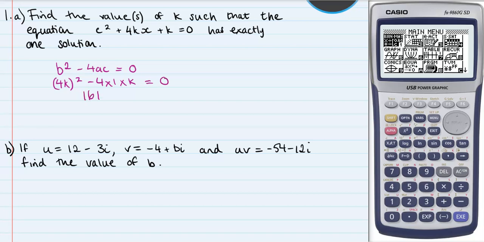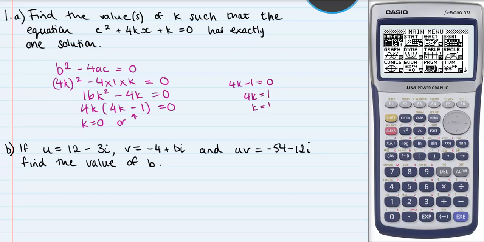Now we're going to go through and solve that, so that becomes 16k squared minus 4k is equal to 0. We can take out a factor of 4k and we end up with 4k minus 1 in the bracket. So from this part of that multiplication we end up with k equals 0, or from this bracket, if we set 4k minus 1 equal to 0, we would get 4k is equal to 1, k is equal to a quarter, so k equals a quarter.